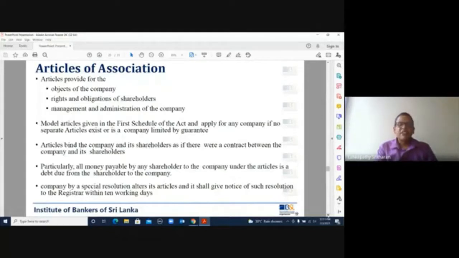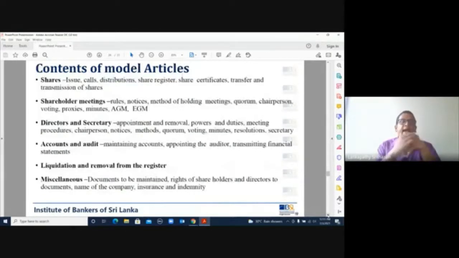These are some provisions, of course; there is nothing much to explain. You can just read and get the idea. And the contents of the model articles have been mentioned.